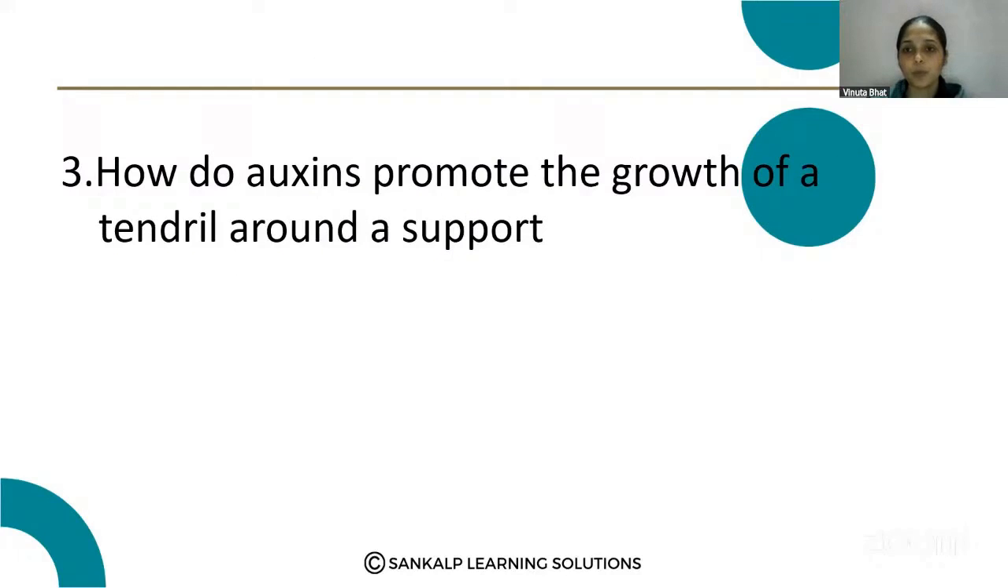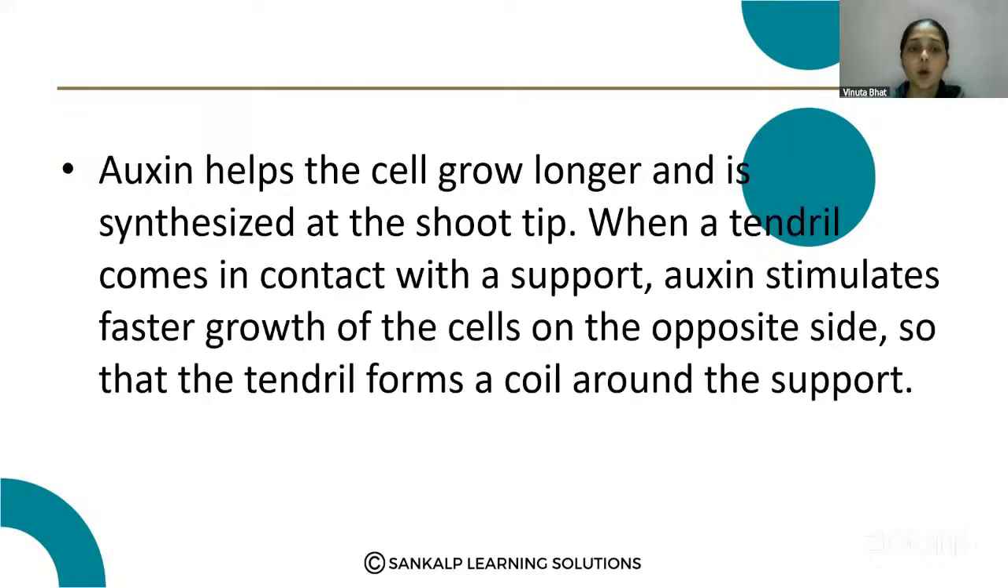How do auxins promote the growth of the tendril around a support? Here, auxins help the cells grow longer and are synthesized at the shoot tip. When a tendril comes in contact with a support, auxins stimulate faster growth of the cells on the opposite side, so that the tendril forms a coil around the support. So the auxin that helps cells grow longer helps to form the tendrils, which form coils around the support.